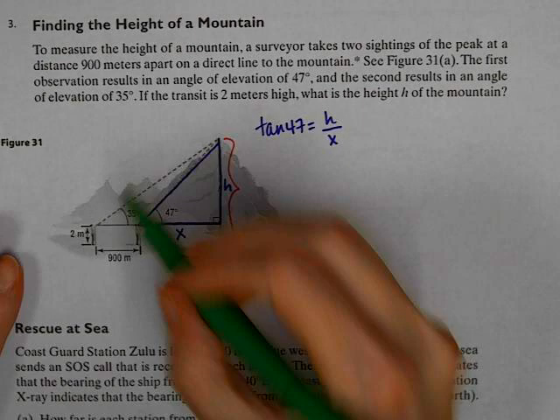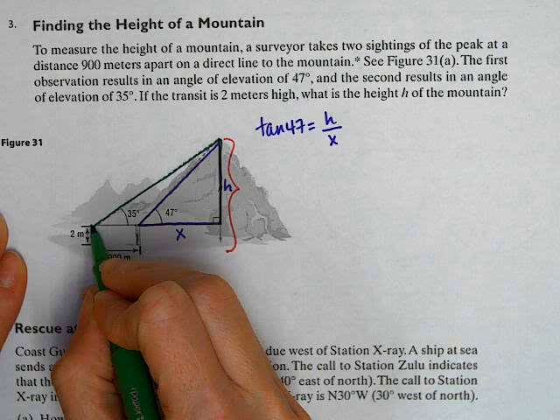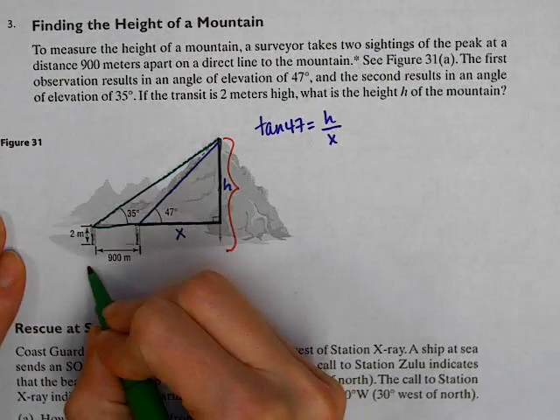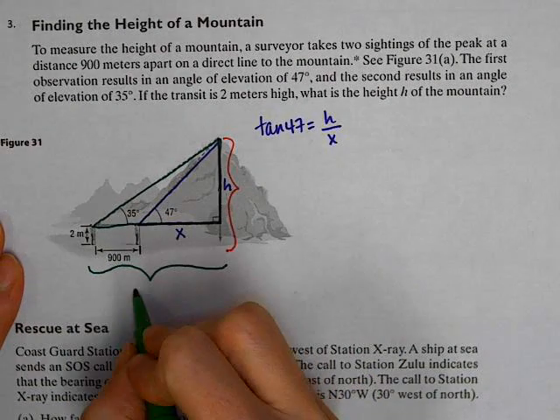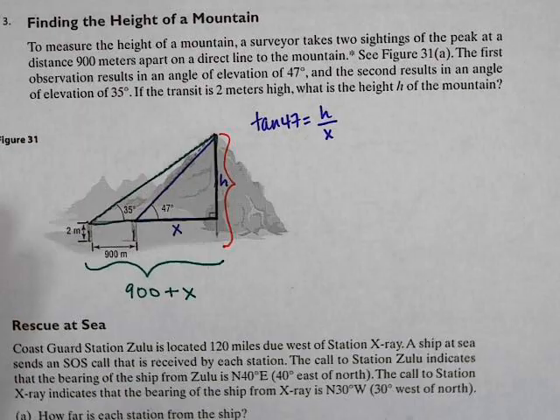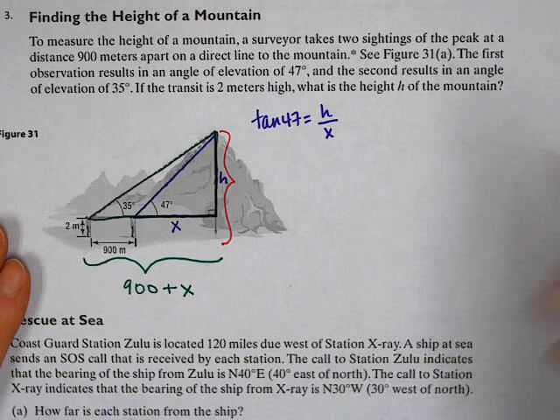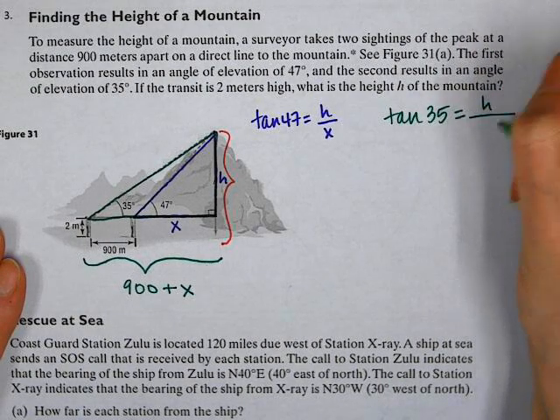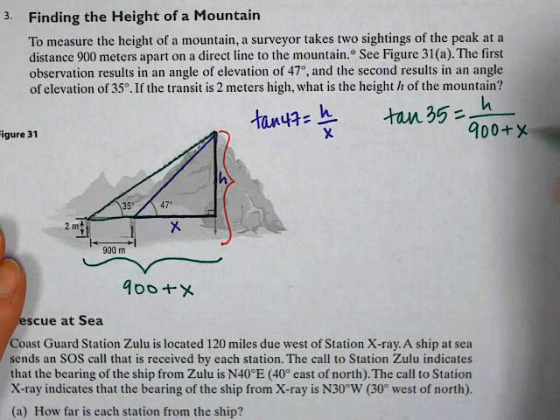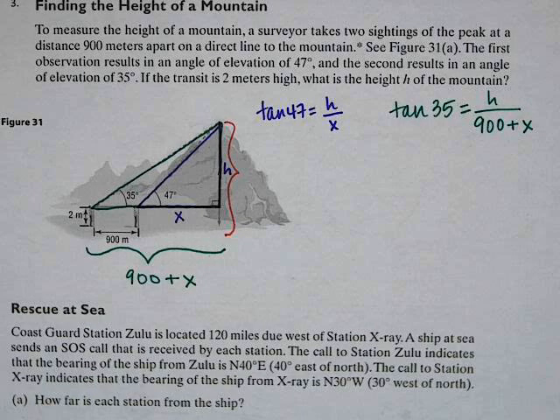Now let's do the same thing for this green big triangle. And notice it has the same h. But now what's this long side going to be? It's not 900, it's not x, it's 900 plus x. Okay, so now on this green triangle, let's set up a similar tan ratio here. Tan 35 equals h over 900 plus x. So now we kind of have a system of equations in terms of h and x, and we're trying to find h.